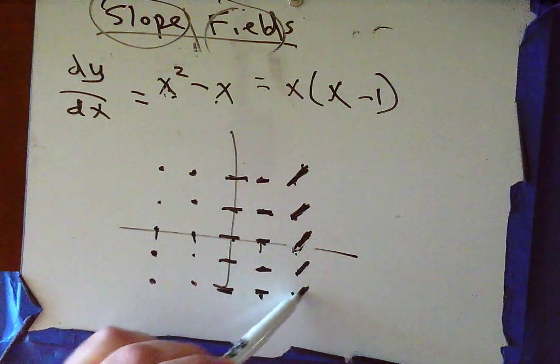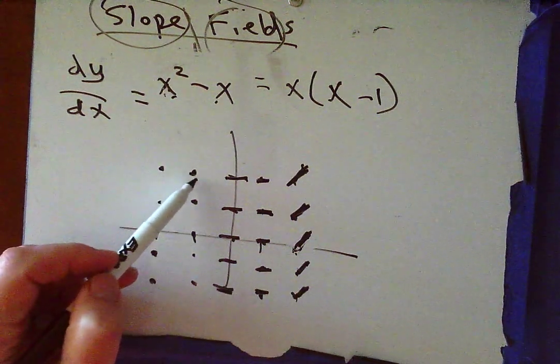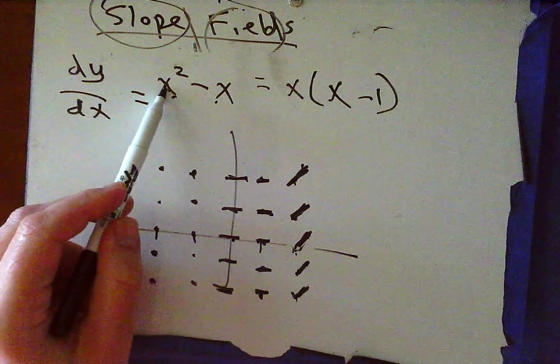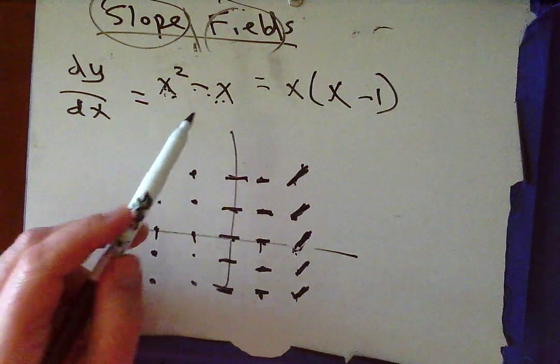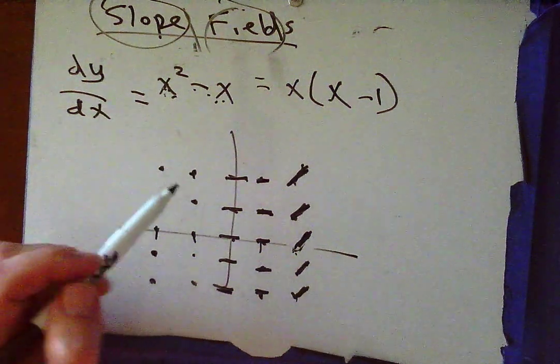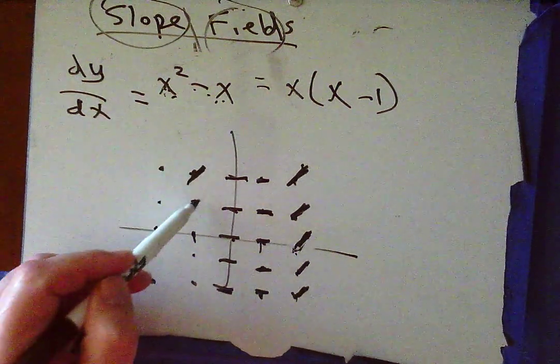Slope of 2. And over here in negative land, if I plug in a negative 1, that's going to be 1 minus a minus 1 is plus 1. So 1 plus 1 is 2. So I've got a positive 2 slope again.